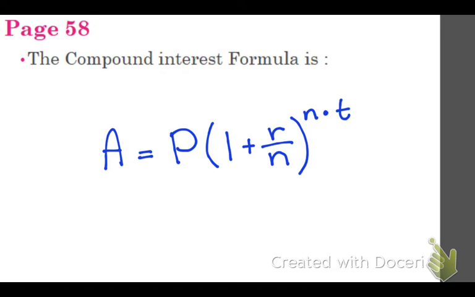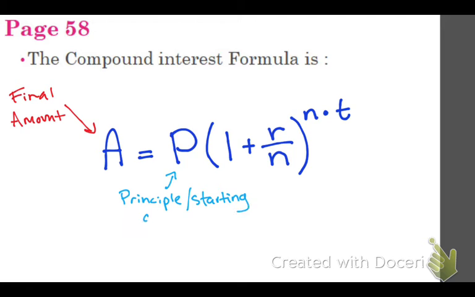This is our formula for compound interest. A lot of it looks pretty familiar. It's similar to what we've been talking about before. Our A is going to be our final amount. That's similar. Our P is our principal or starting amount, which we also know is our y-intercept.